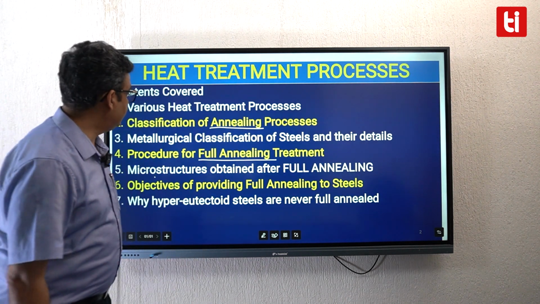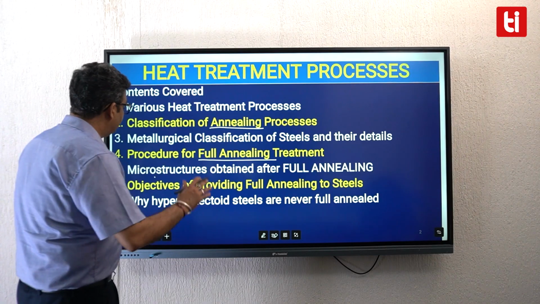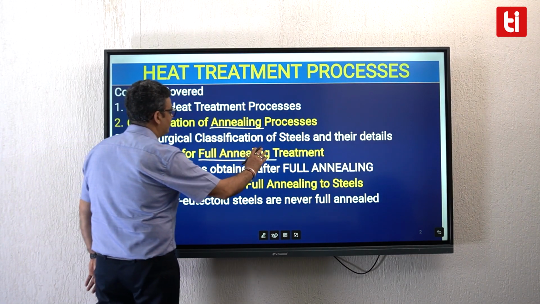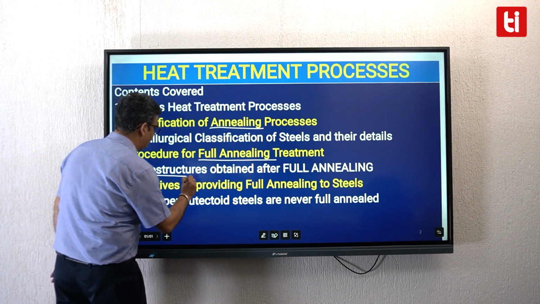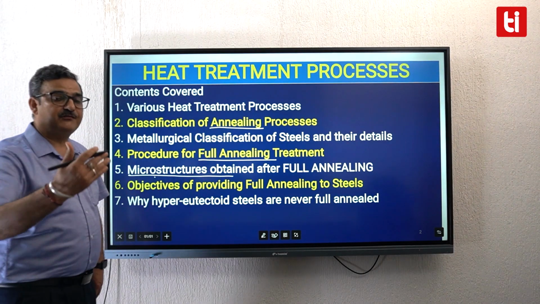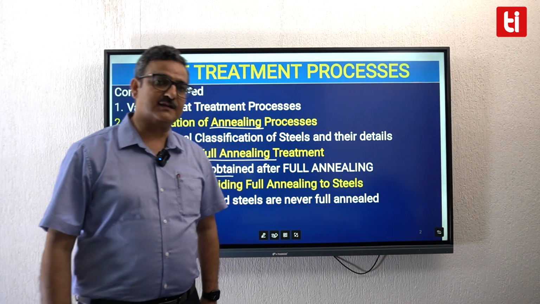what would be the outcome if we give full annealing treatment to hypereutectoid steels would also be a part of our discussion today. And whenever we discuss this full annealing treatment for any of the categories of steels, the microstructure obtained after the full annealing heat treatment, this also we'll discuss.